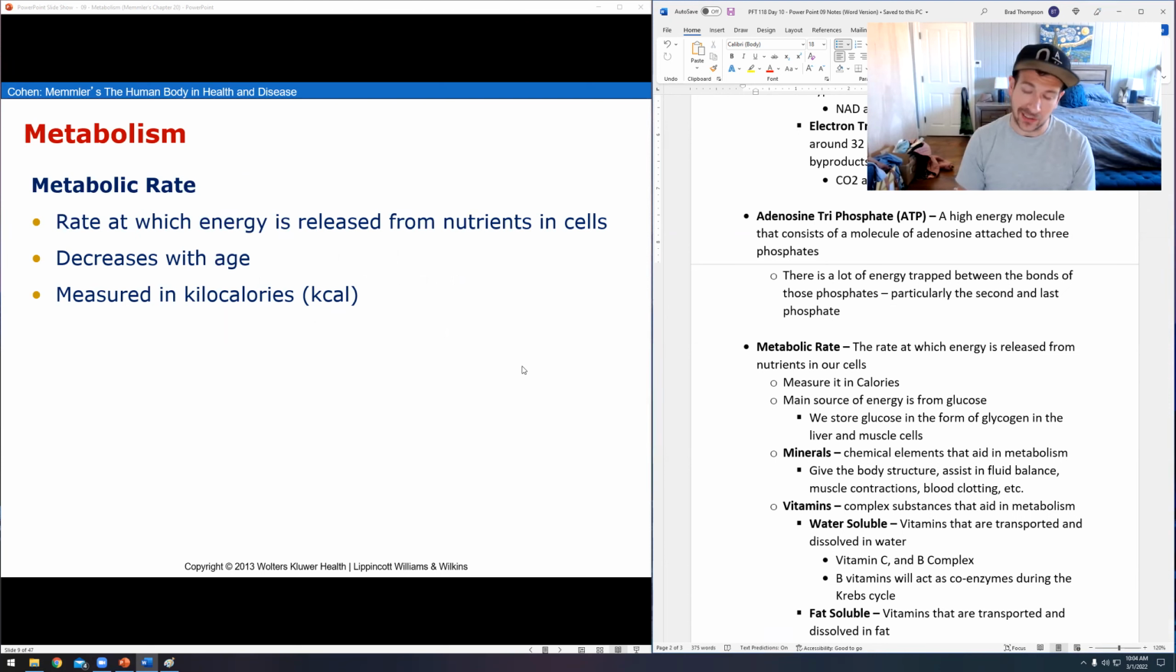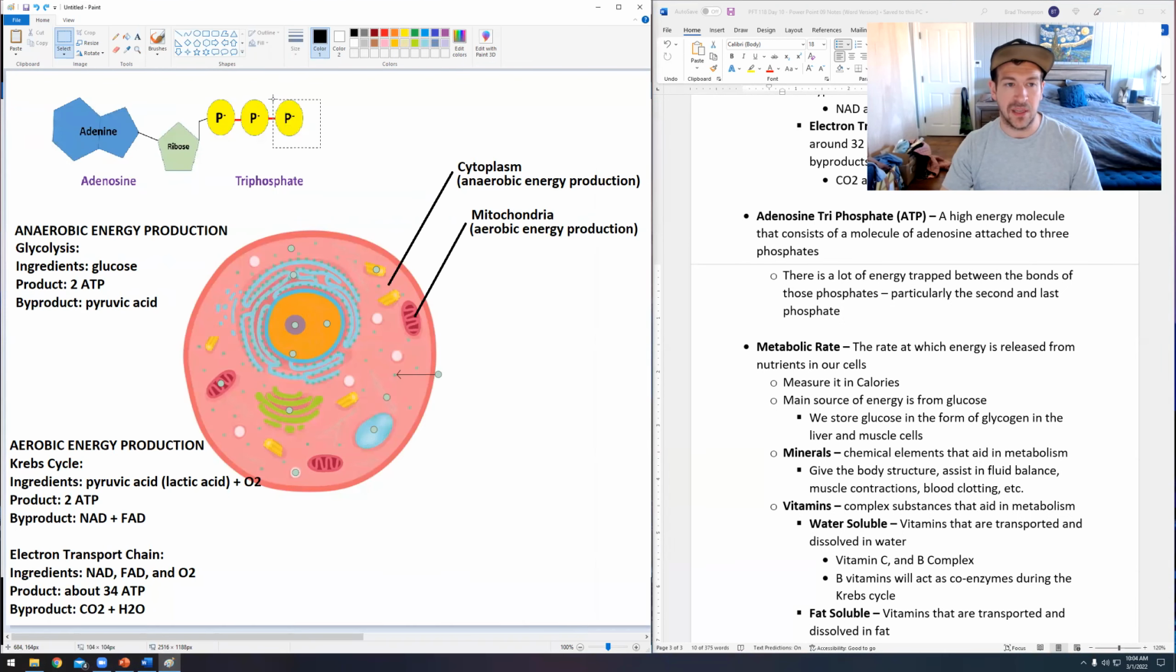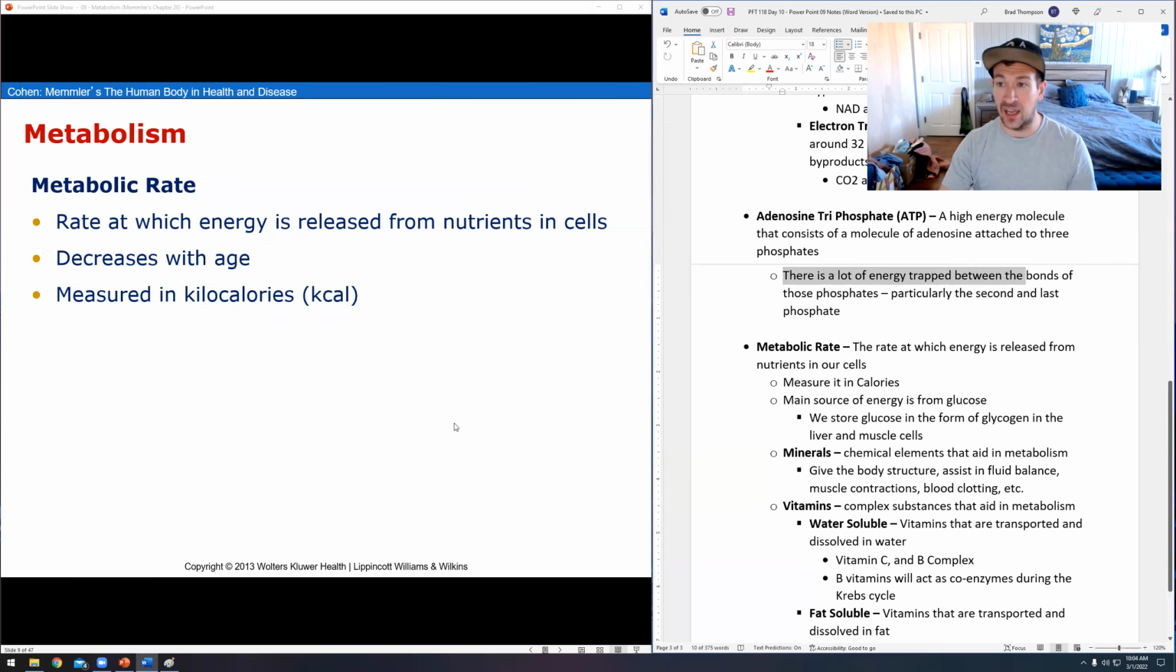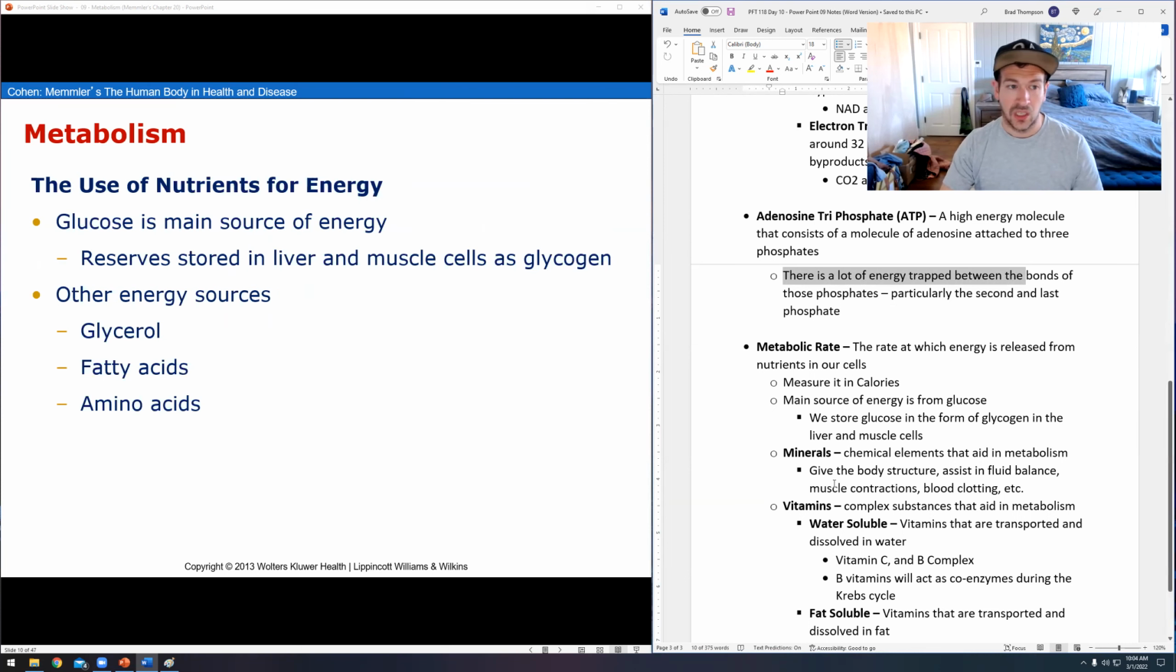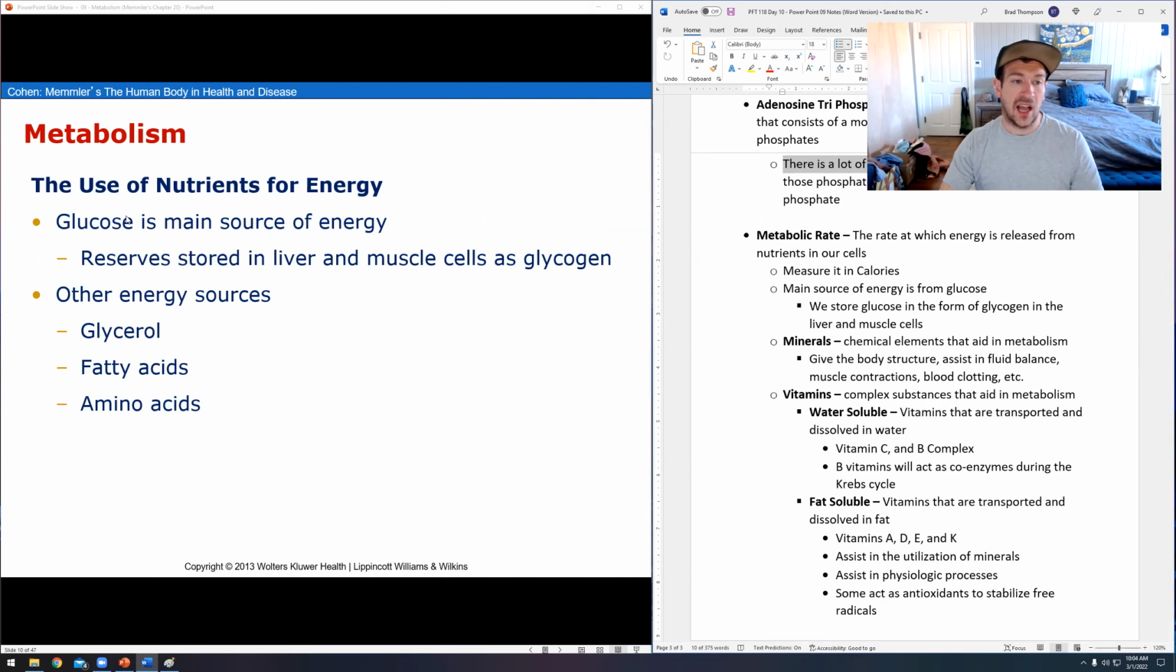So when we're talking about how many calories are in something, how much energy is in something, it is describing how much ATP is going to be released there. So there's a lot of energy trapped between the bonds of that ATP molecule. We're going to split off that bond. So we need to get plenty of food in for us to be able to create that energy, because food has calories in it.